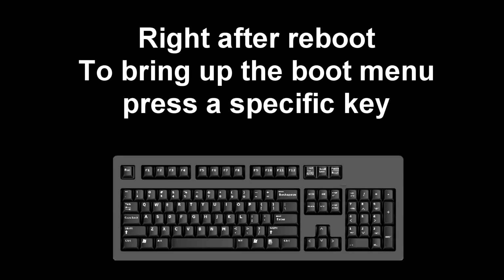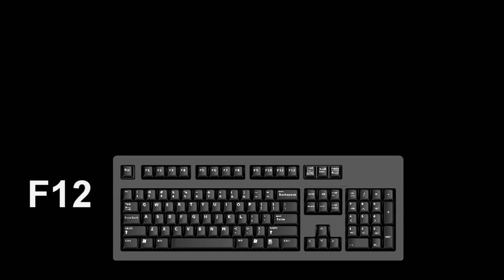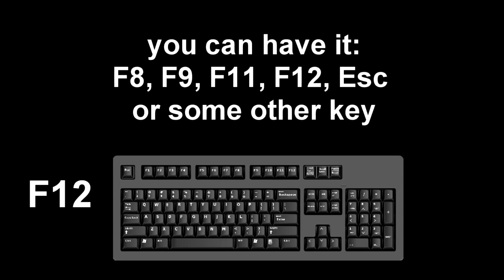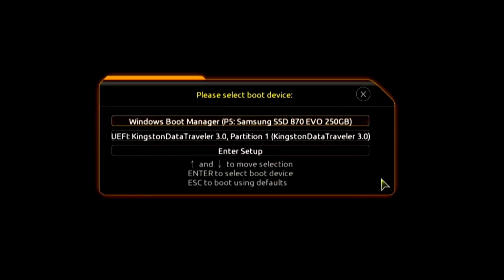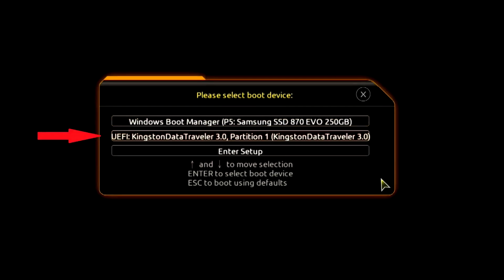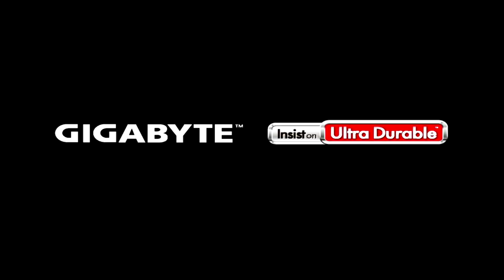Immediately after the start of the reboot, continuously press a certain key on the keyboard to bring up the boot menu. I press the F12 key, for you it could be F8, F9, F11, F12, or some other key. There is no single standard and different computers may have different keys to call the boot menu. The boot menu opens, find the installation USB flash drive or DVD in the boot menu, press Enter.